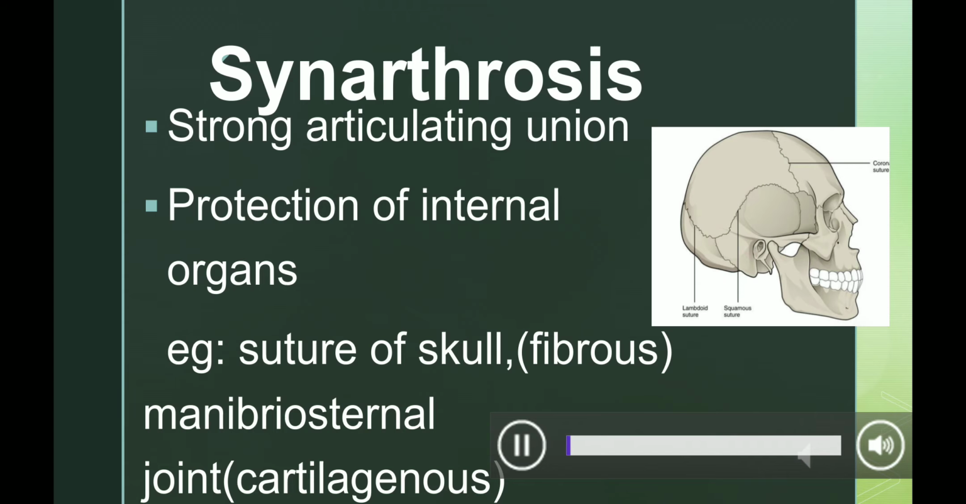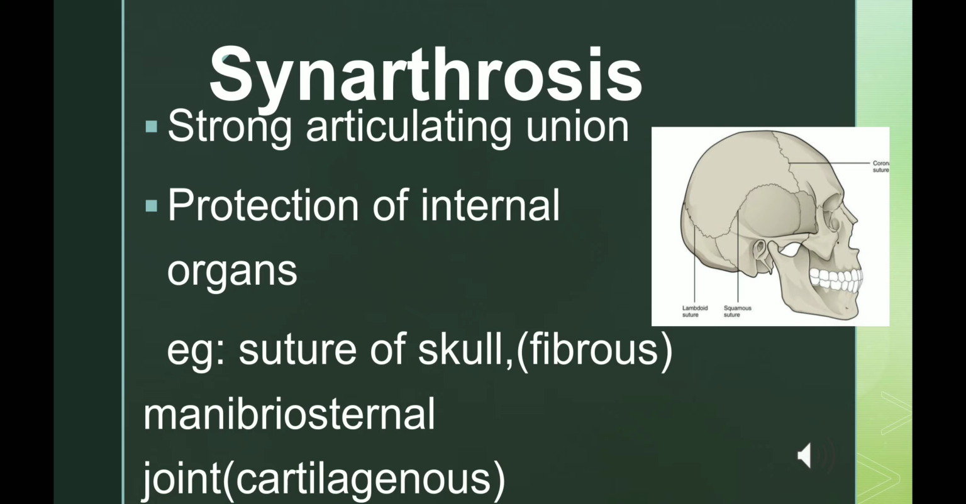So now we will discuss the functional classification of joints. They are synarthrosis, amphiarthrosis, and diarthrosis. The first one is synarthrosis. It is an immobile joint, and due to its immobile nature, it results in a strong union between the articulating bones. That is, it results in strong articulation. The function of synarthrosis joints is protection of internal organs. Examples of such joints are the sutures of the skull, the manubriosternal joint, etc.